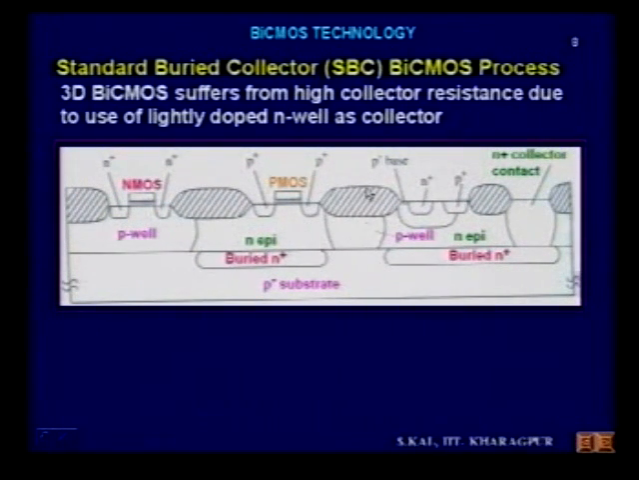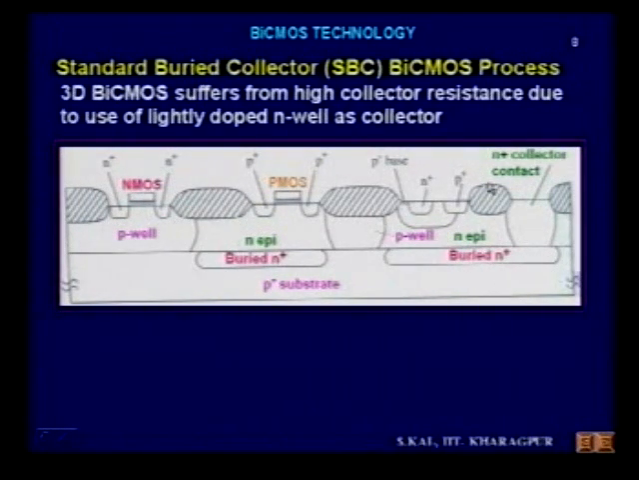Now this is the complete structure of this SBC BiCMOS process. Here, P substrate and N epi layer. Then we form the P well, and here also a P well, the channel stop below the field oxide. You can make a channel stop implant, and this P well implant can be used here. Then this is the N plus buried layer, this is the N well for the PMOS transistor, and this N well can be used for the BJT collector also.